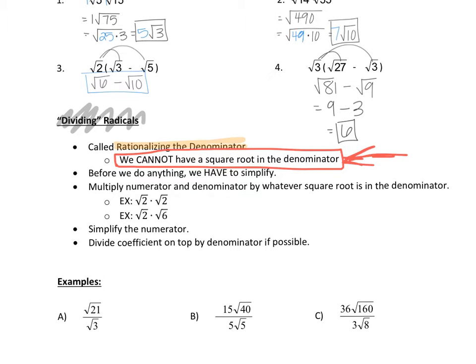But before we do anything, we have to simplify, okay? So we're going to be plugging a lot of things into y equals and looking at our table, see if we can simplify anything first.